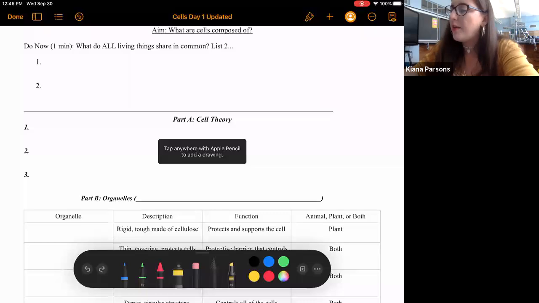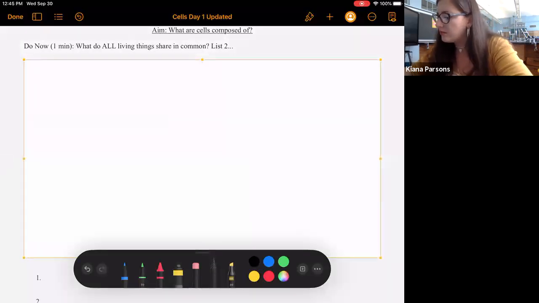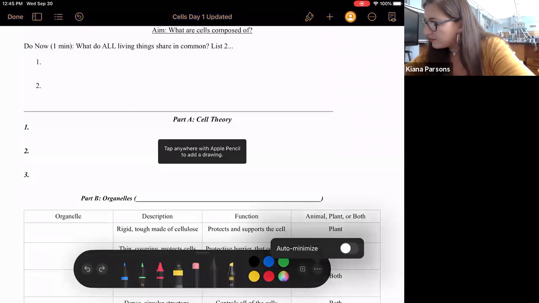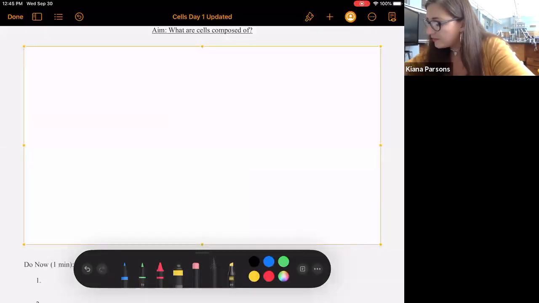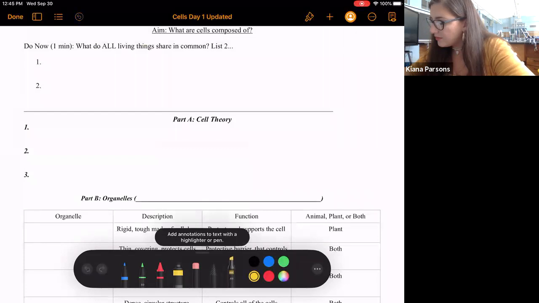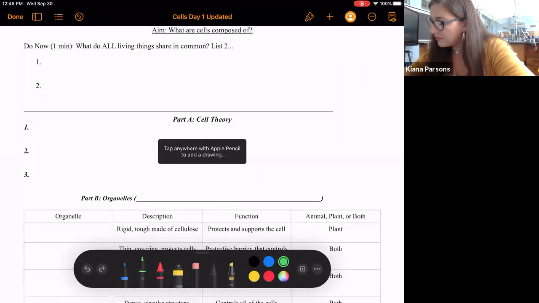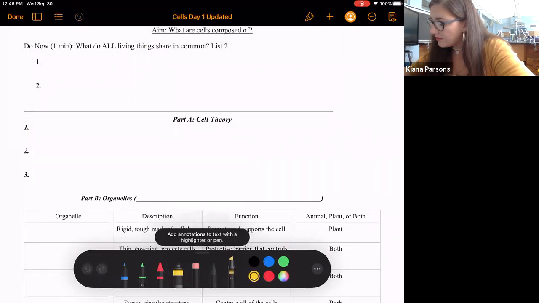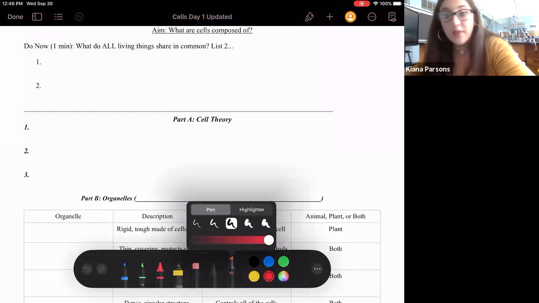What do all living things share in common? All living things are made, oh dear. There we go, forgive me.